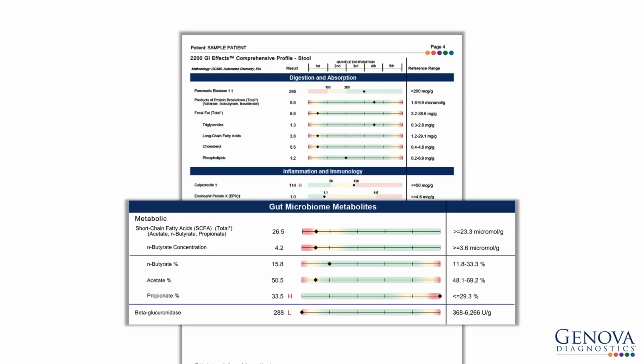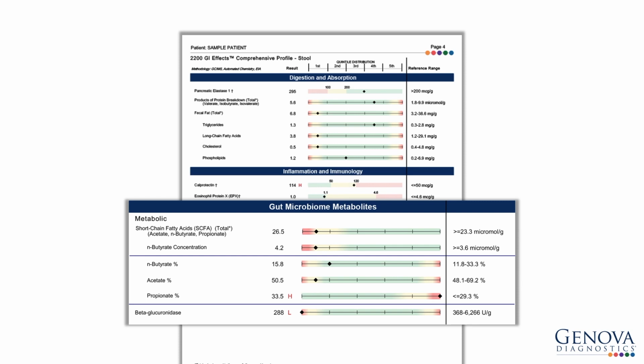At the bottom of page 4, we have the gut microbiome metabolites section. Commensal gut bacteria anaerobically ferment resistant starch and dietary fiber, including prebiotics, to produce the beneficial short-chain fatty acids butyrate, acetate, and propionate. The patient's total short-chain fatty acid level is low normal, as is their N-butyrate level.